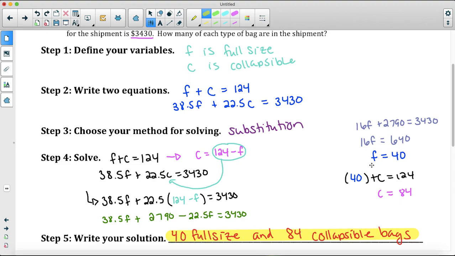And again, I used letters to represent that, so I knew what my 40 went with and what my 84 went with. If I had used x and y, I would have had to rethink what was x and what was y.